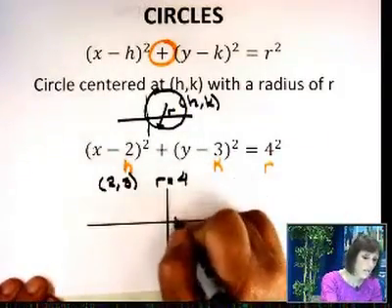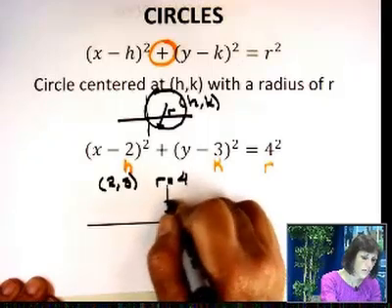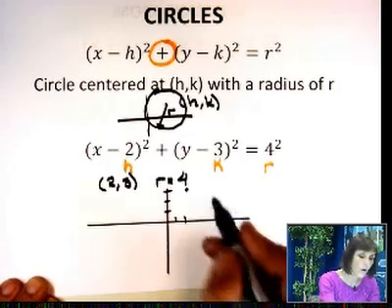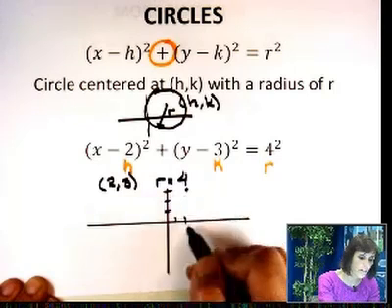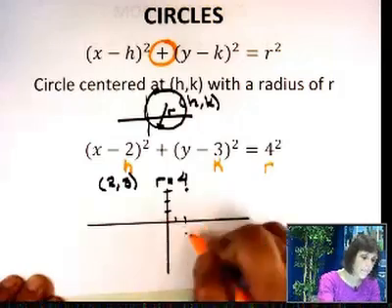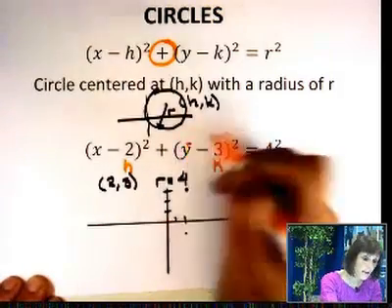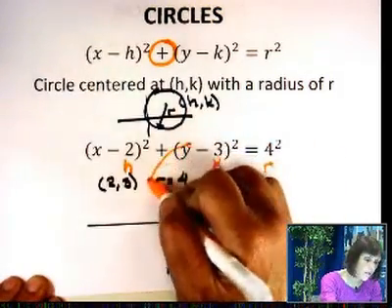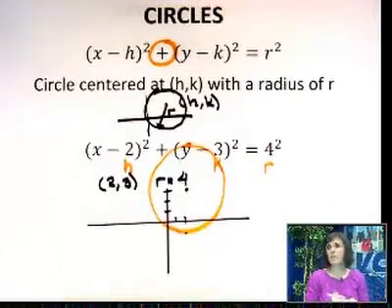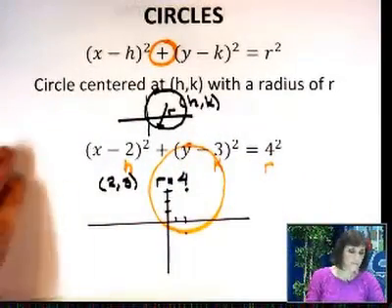Two, 3, 1, 2, 1, 2, 3. All right, it has a radius of 4. So it's going to be something like that. Big one. It's going to go over. Does it make sense? Very good.